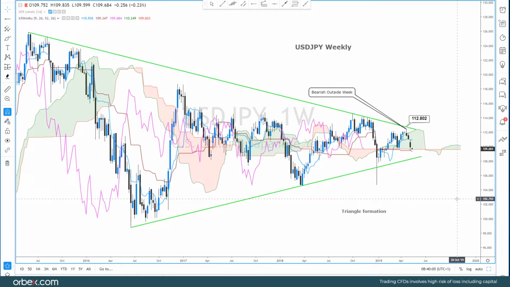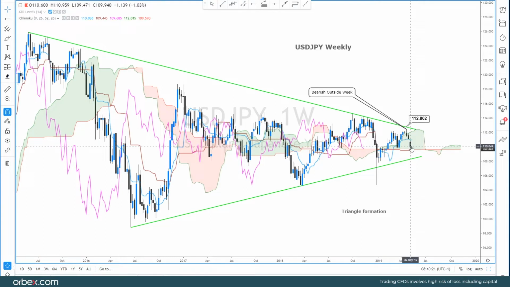Now we look at the weekly chart in dollar yen. We can see this triangle formation dominated by the bearish outside week posted on the 22nd of April. This has led to 3 consecutive negative weeks, also with a gap on the chart just above here. So be aware of that gap.